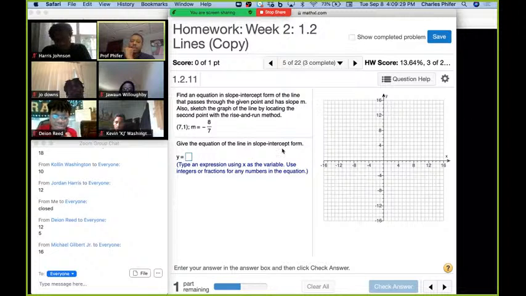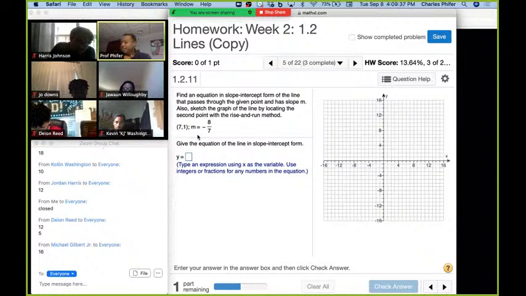The equation is slope-intercept form that passes through the given point and has a slope. Okay, slope-intercept. So there's a couple of ways to go about this one. This is question number 5. I'm just going to show one. This comes from section 1.2, question number 11. It needs to go through the point 7, comma 1 and have the slope negative 8 by 7.